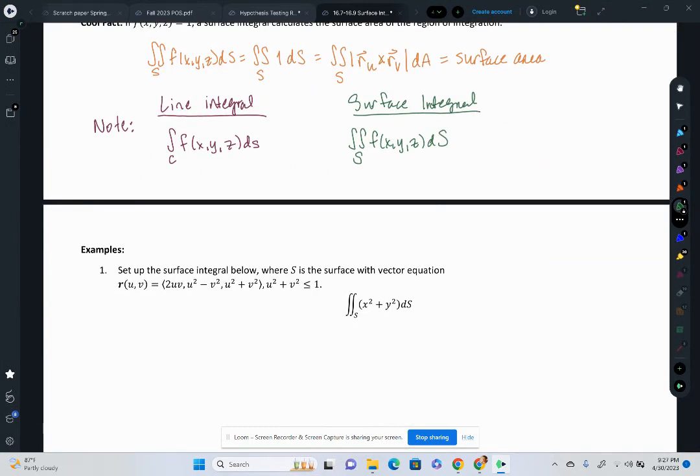Okay, so let's look at some examples. That's really all the theory there is behind that. We're just integrating over patches of surface area. Let's see what we end up getting.